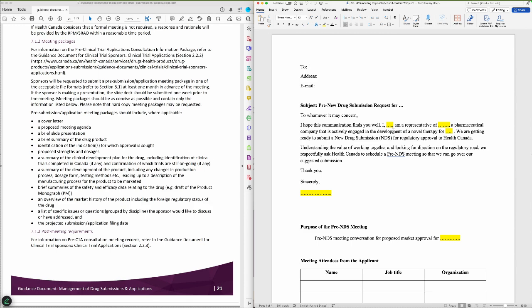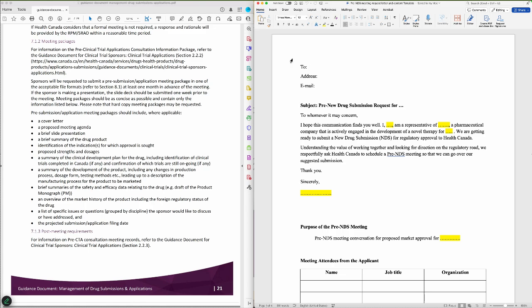So why I again show this to you, that's because you will always need to refer to this document. When you are preparing a package for the pre-NDS or pre-ANDS or any other pre-submission meetings, you will need to come to this section, which is section 7, and look into what you need to prepare as a package and send it to Health Canada.